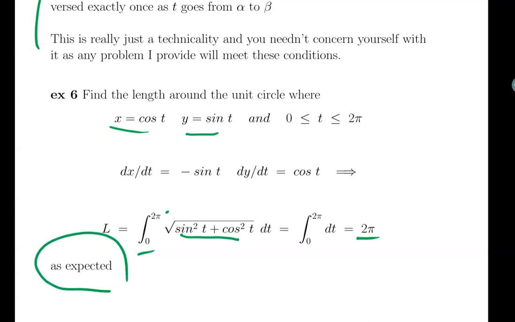Why, as expected, because the unit circle is a circle of radius 1, and of course we're talking about the length around it, which is the perimeter of a circle, right? Which you know the formula for. So you can check that with the formula, of course, but here's a demonstration of how to do it in terms of parametrics.